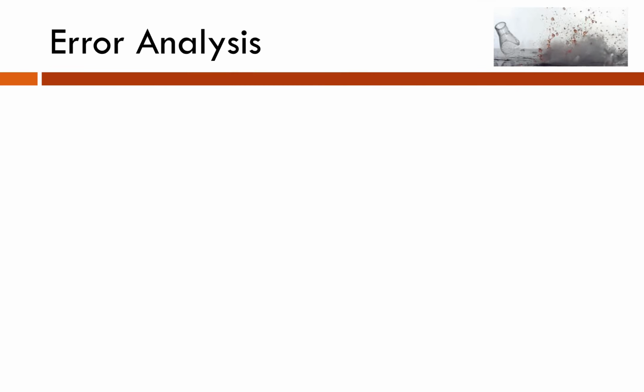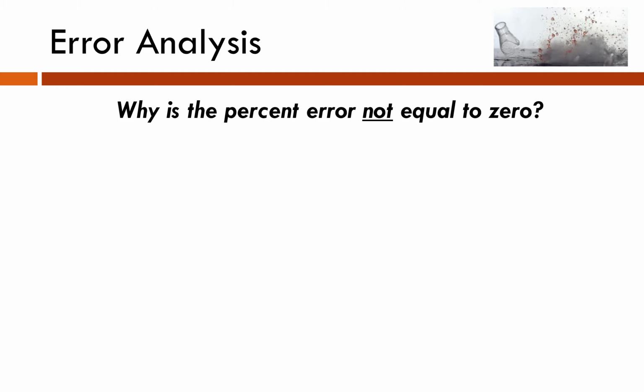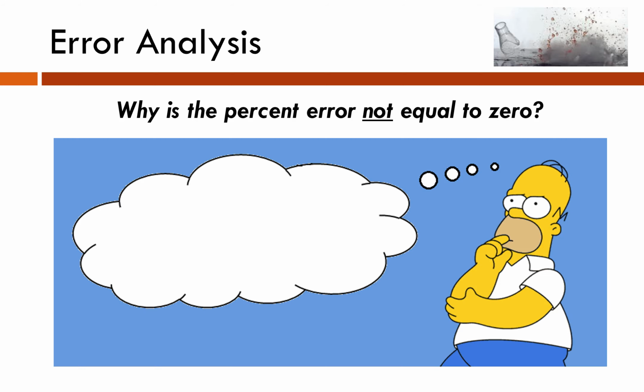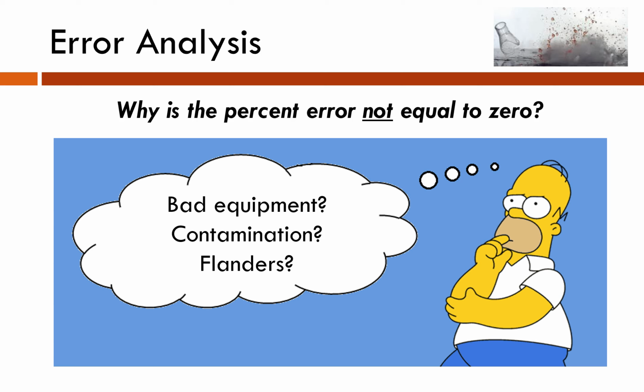All right, error analysis is really all about answering the question, why is the percent error not equal to 0? Regardless of how carefully and methodically you work, there's a good chance that you are not going to get it perfectly right every single time. So in order to talk about error analysis, I'm going to use one of my favorite TV characters of all time, Homer Simpson. And Homer's got a bunch of different ideas about what could cause errors, and we're going to talk about why these are probably not the best errors to cite.